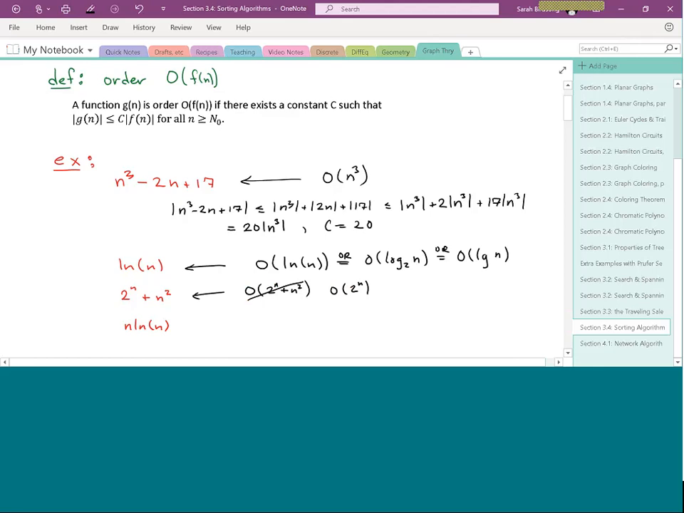In this last one here, this guy would be order n log n, or if you prefer, n log base 2 of n. In math, we a lot do natural log as our default log. With computer science, you often have a default log of log base 2. Again, it depends on what you need.